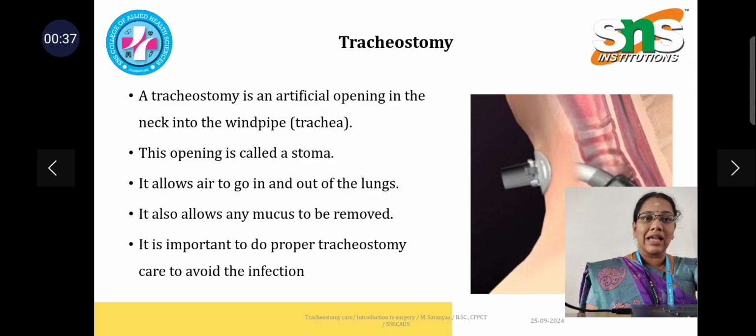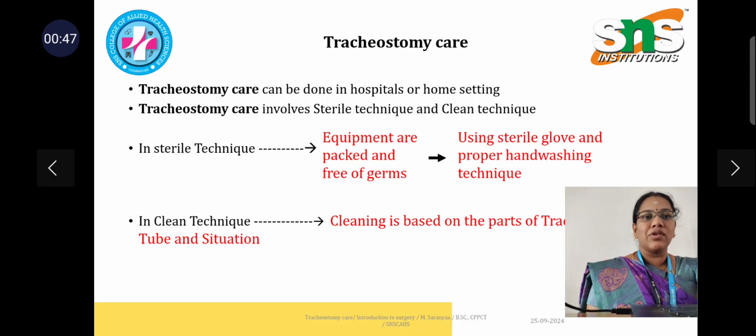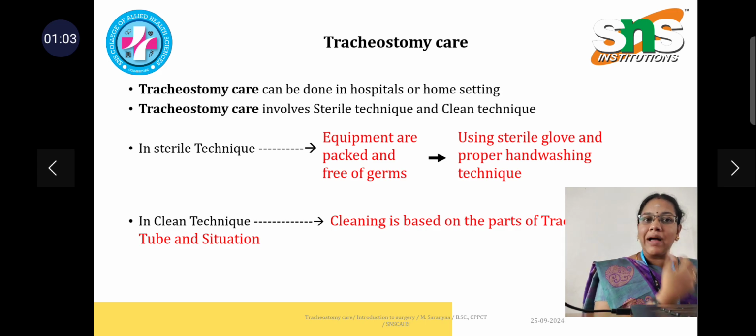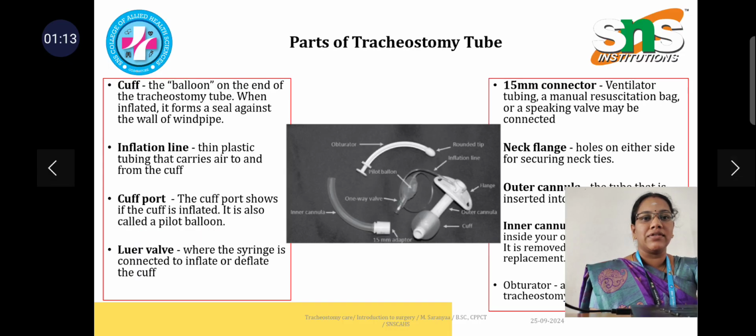So, as a healthcare provider, and as a person who is taking care of patients at home, do the tracheostomy care in a proper way. How to do tracheostomy care depends upon the parts of the tracheostomy tube. Tracheostomy tube care can be done in hospitals or in home settings. Tracheostomy care involves the sterile technique and the clean technique. In the sterile technique, the equipment is packed and free of germs. Use sterile gloves with a proper hand washing technique. In the clean technique, cleaning is based on the parts of a tracheostomy tube and its situation.